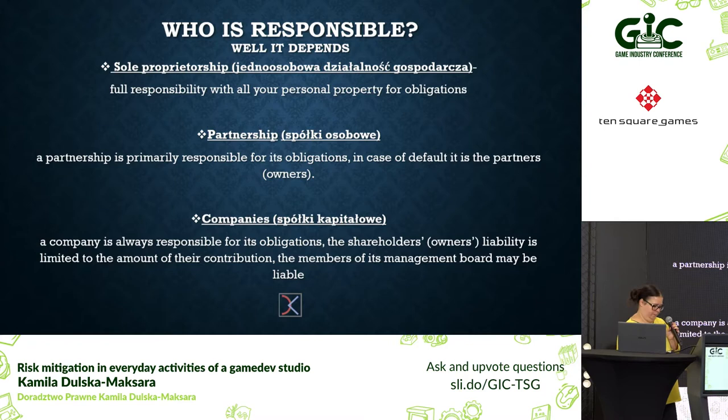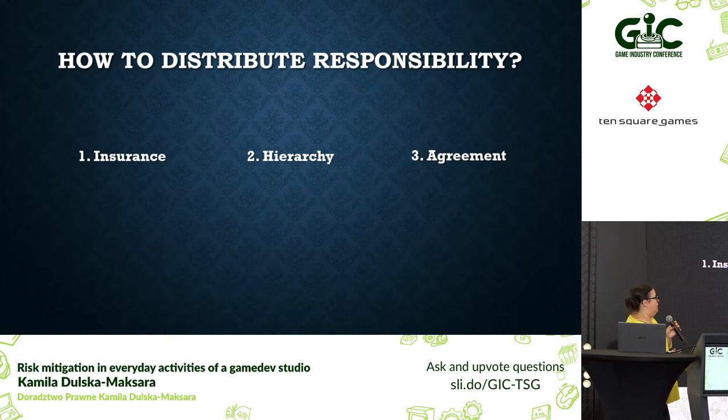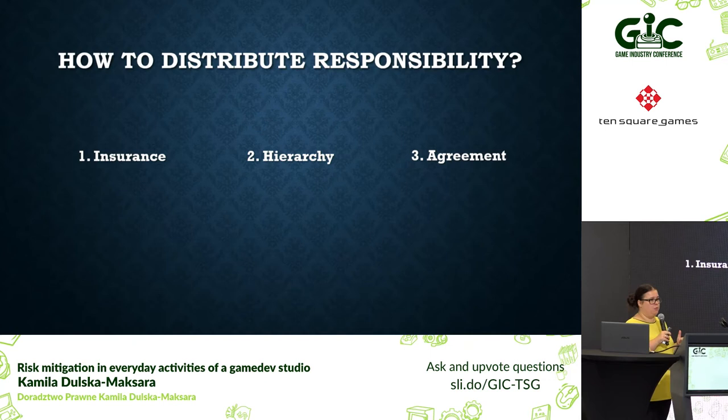So how to distribute this responsibility? And surprisingly, in my opinion, these three parts of your daily activity are the best way to somehow mitigate it. First of all, insurance. And to be honest, this is always what I say to my clients: it doesn't matter if you are new or not. If you are starting your own business, even as a sole proprietorship, or if you are stretching all the money that you have just to start a commercial company, I don't know, a limited liability company, or any other, you need to find money for the insurance.